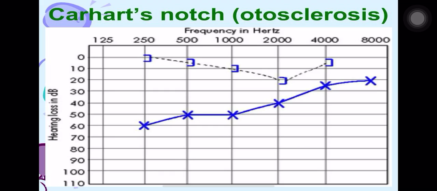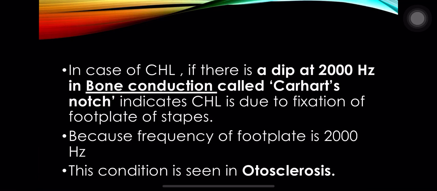So in the audiogram showing conductive hearing loss, if there is a defect at 2K alone, okay, then it indicates fixation of foot plate of stapes, right? So this dip at 2000 hertz in bone conduction is called Carhart's notch. Okay, so why does it denote the fixation of foot plate of stapes? Because the frequency of foot plate is 2000 hertz. So when there is a fixation of foot plate of stapes, 2000 hertz is affected first. So that's why this dip is seen, and this condition is seen in otosclerosis.